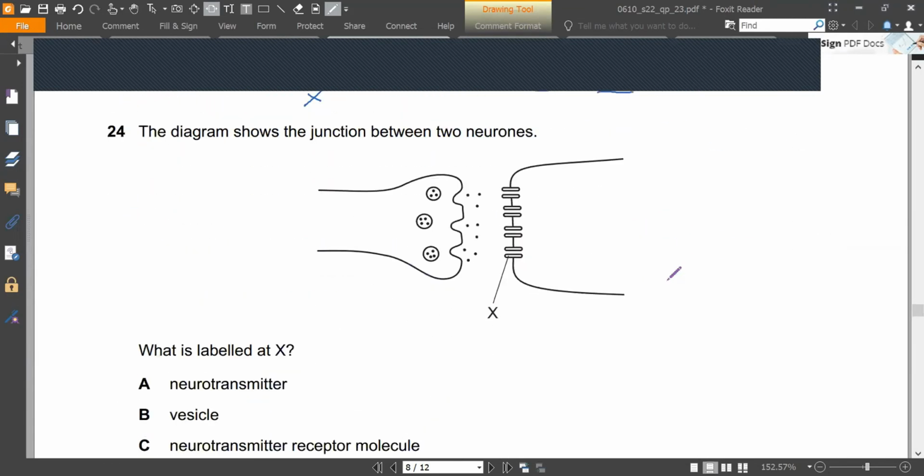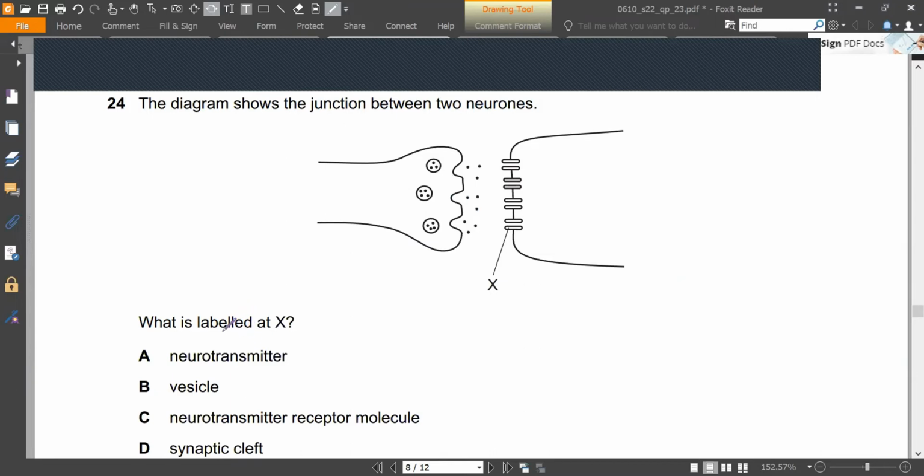Next. We have a junction between two neurons. What is label X? X is the receptor. The junction between the neurons is the synapse. In the synapse we have a gap between the two neurons. So how do the two neurons communicate with each other? By releasing chemicals. The chemicals interact with the receptor, and this is how the impulse, the signals, are transmitted between the neurons.